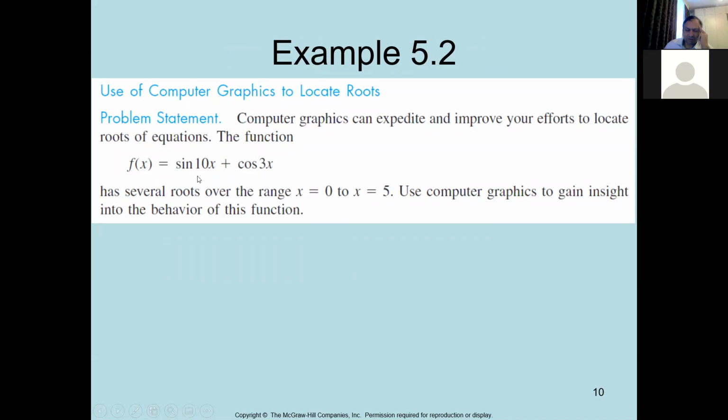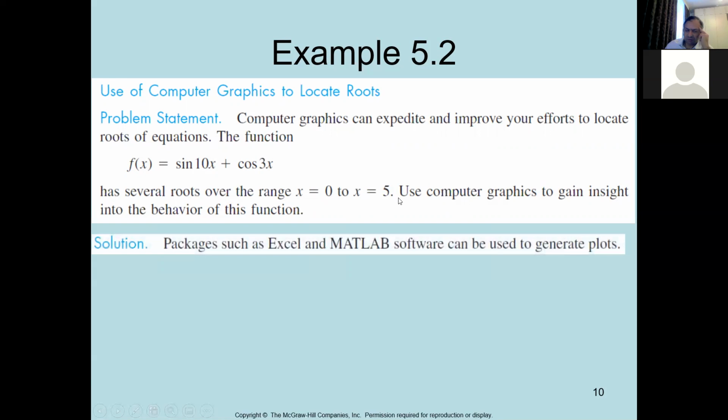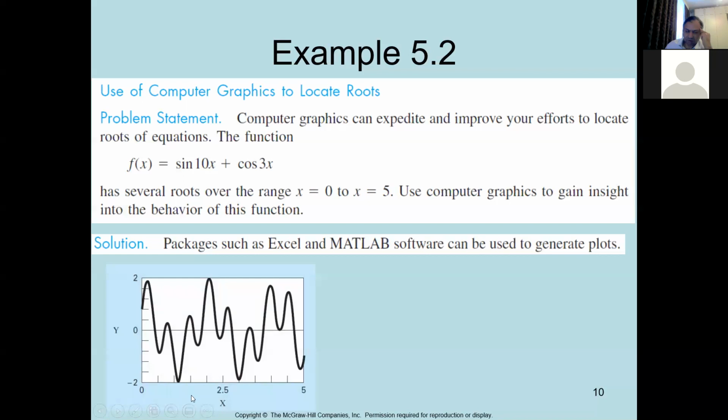For example, take the function sin(10x) plus cos(3x), and if we plot this from 0 to 5, we can see that this nonlinear function has several roots. You can plot it with the help of any package such as Excel, MATLAB, etc. The plot looks like this, and you can see that it crosses the x-axis at several points: here, here, here, here, here, here, here, here.